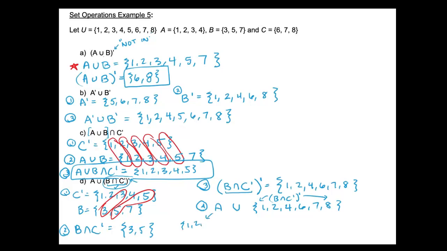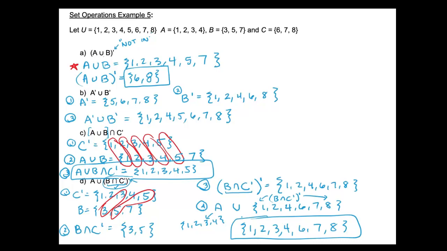is 1, 2, 3, and 4, and I'm just going to combine that with this set right here, 1, 2, 4, 6, 7, and 8. So I combine them both together, but I'm careful not to write any element down twice. So I see a 1 in both, I just write it down once. I see a 2, I see a 3, I see a 4, I see a 6, a 7, and an 8. And so my final answer is the set with 1, 2, 3, 4, 6, 7, and 8.